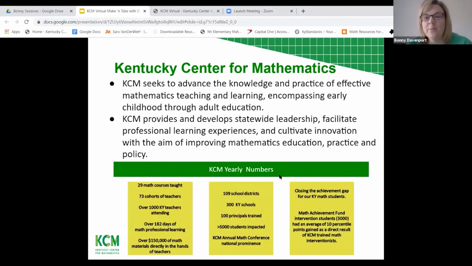The Kentucky Center for Math, here's just some statistics that go along with our center. I know a lot of you are familiar with our center, but if not, these are kind of the things that we do. We are a statewide leader in facilitating professional learning experiences for math and giving teachers and MITs the tools they need to be the leaders of Kentucky in mathematics.